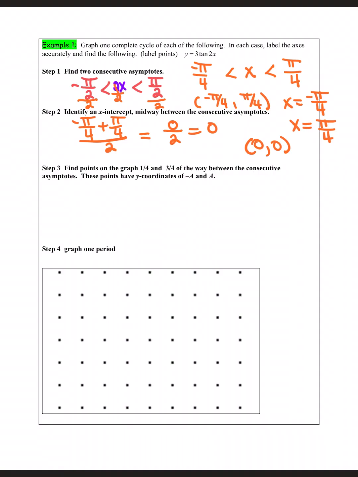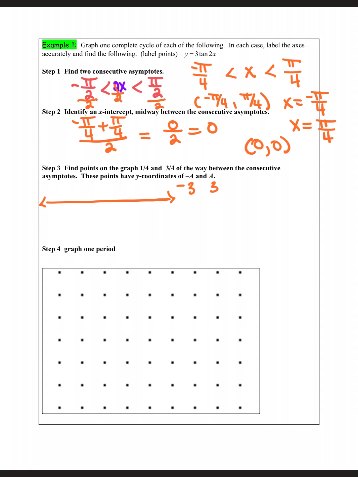Step 3, we're going to find the points on the graph 1/4 and 3/4 of the way between the consecutive asymptotes. Because a, the coefficient of the tangent in y equals 3 tan of 2x, is 3, these points have y-coordinates of negative 3 and 3. So we know that this is going to be negative 3 and 3. So let's think about a number line.